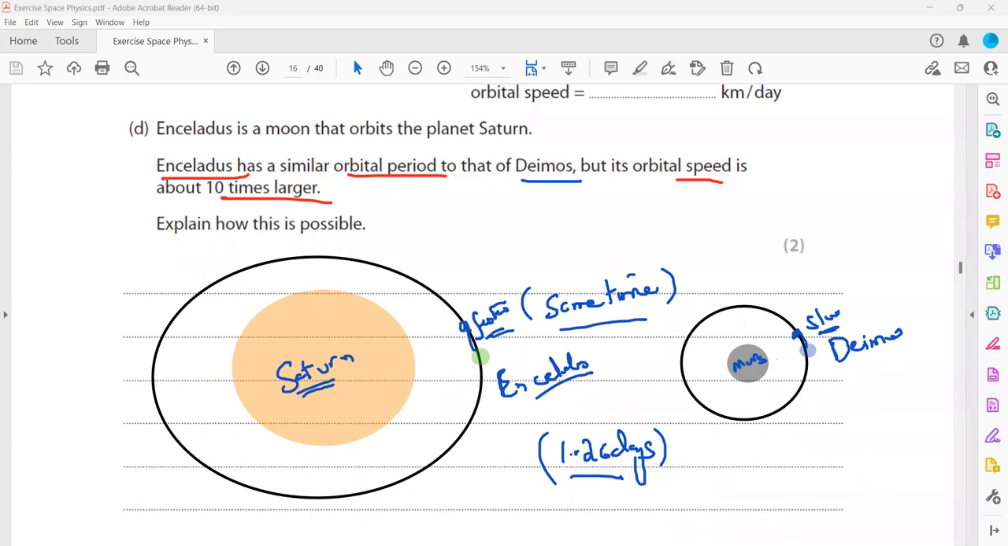So the idea is, you have to mention that they have a different orbital radius. Like two moons have a different orbital radius, and the orbital radius of Enceladus, which is a moon of Saturn, is larger, so it is moving at a higher speed.